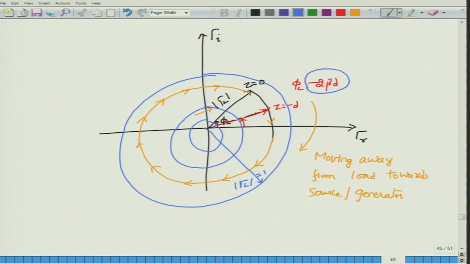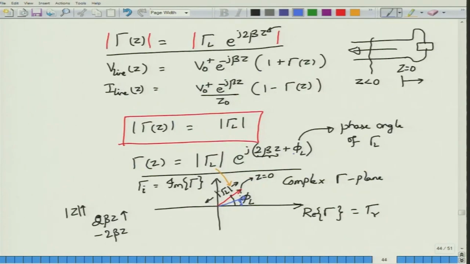Along with the initial value of phase angle that is given, you can move a certain distance, which is equal to minus 2 beta d, in order to land at the new value of the reflection coefficient gamma. From that new value, in this case the new value of gamma at minus d, you can use the relationship for gamma of z, which was given by this magnitude and this expression. You can also go back to the line impedance or the line voltage equation and find the line impedance, which would be just the ratio of these two multiplied by z naught, and obtain a simplified equation which relates gamma of z and the impedance.